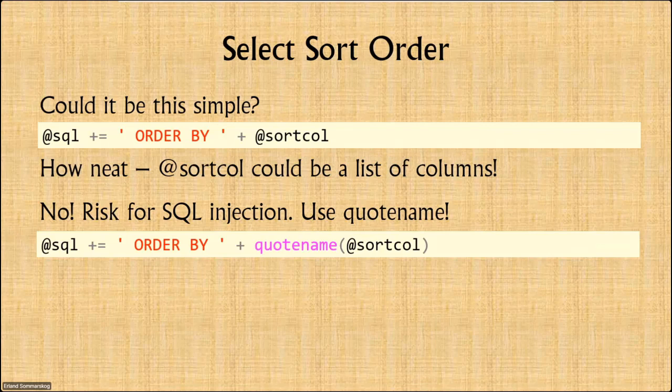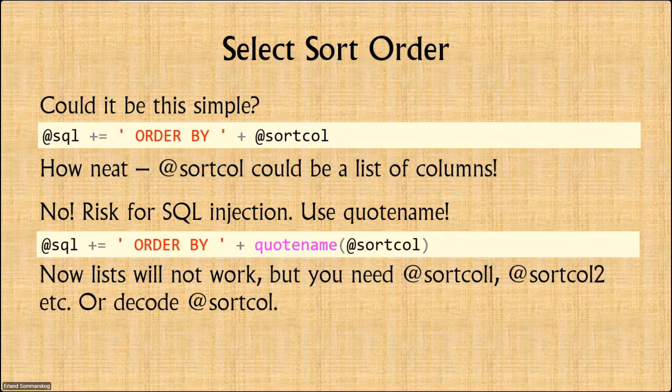So you can use this function quotename. If you don't specify what the delimiter should be, it will be square brackets. And if there is a right bracket in the sort column, it will be doubled. That's why it protects against SQL injection. But if you do this, of course, you cannot have lists. You will need @sortcol1, @sortcol2, or you could encode the sort columns, like being XML or whatever, but it's not going to be that simple.